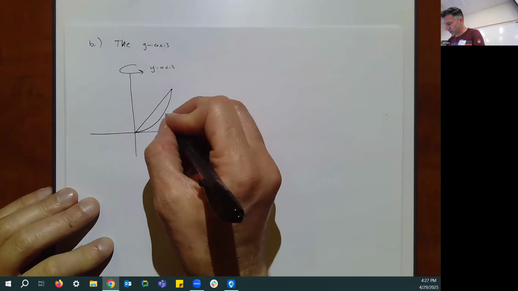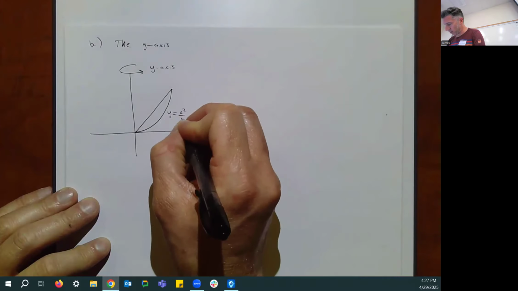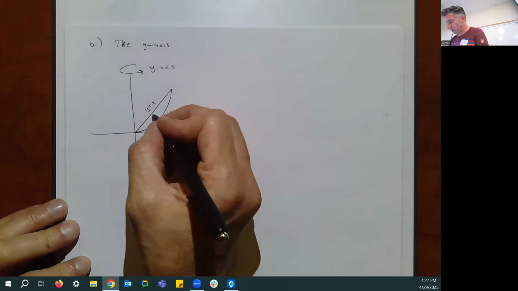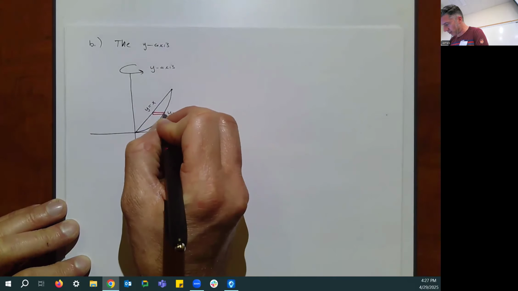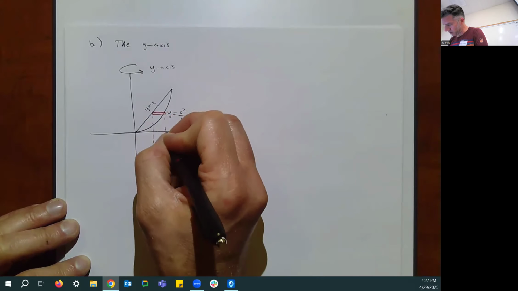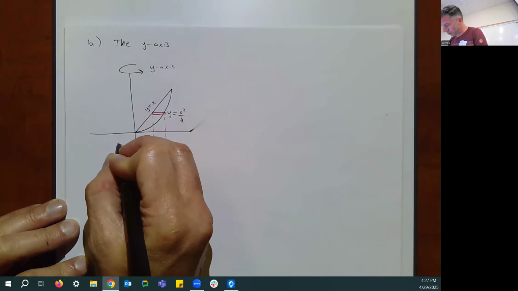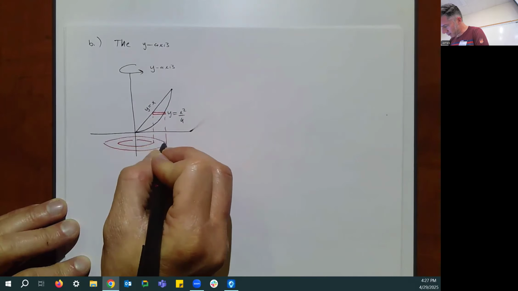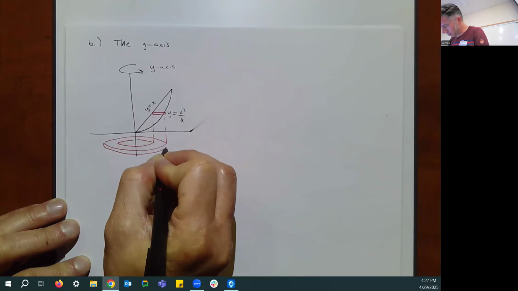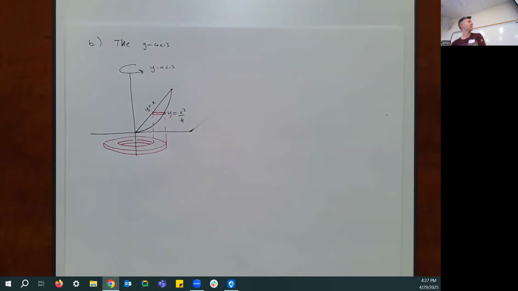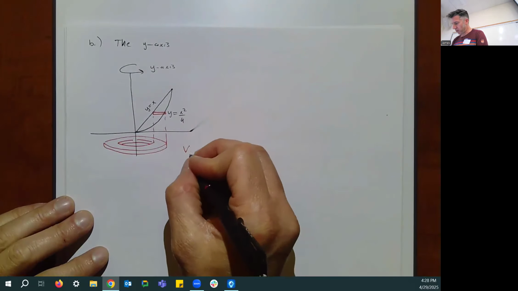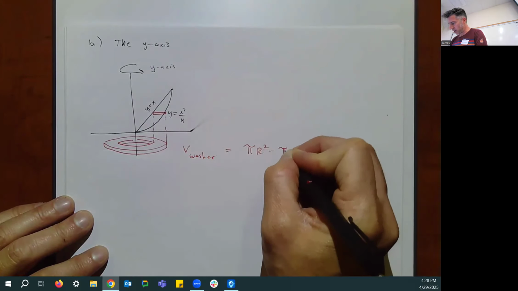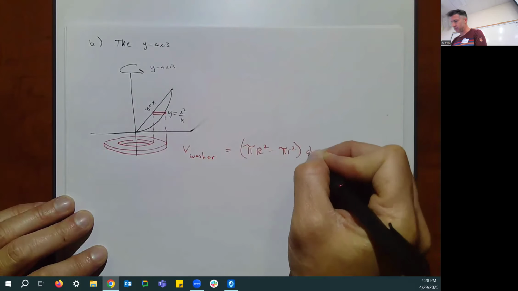I should probably write down with you. This was still y equal to x squared over 4. This was y equal to x. So now our strip better be perpendicular to the axis of rotation. And when we rotate this around, we're again going to get a washer. And the volume of our washer, once again, is big circle area minus little circle area, all times the thickness.